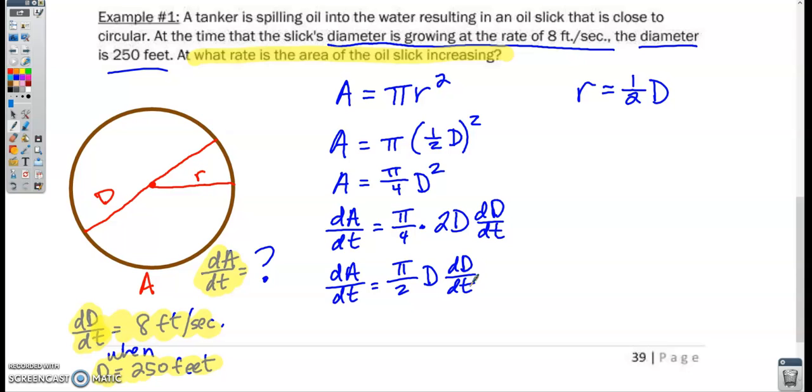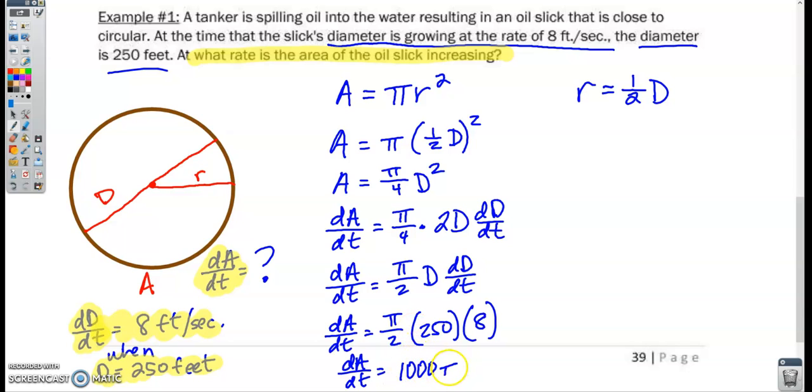And now that I have the equation for dA/dt, I'm going to evaluate. I'm going to substitute. We're looking for dA/dt, so we'll leave that by itself. We know what D is, it's 250 feet, and we know what dD/dt is, it's 8 feet per second. And we multiply all this stuff out, and we end up with dA/dt is equal to 1,000 pi, and we need units.